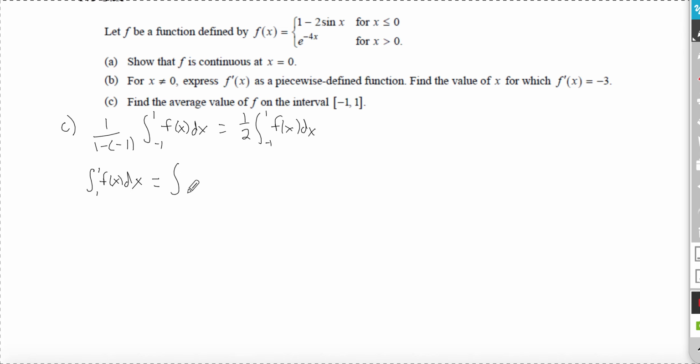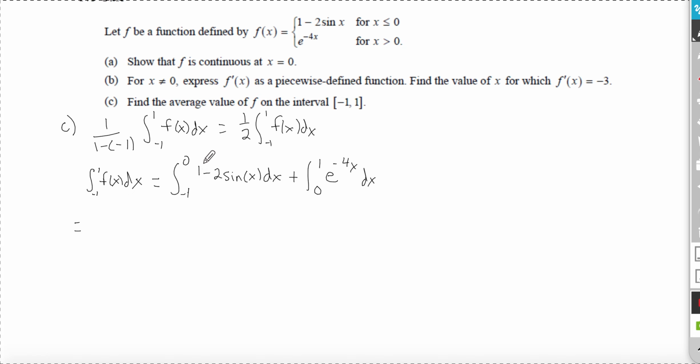So let's say this is the integral from, oh, there should be a negative down here. Let's say it's the integral from -1 to 0 of the part 1 minus 2 sine of x. And then we would add on to that the integral from 0 to 1 of the bottom branch, because that takes over when x is greater than 0. So e to the -4x dx. We have to evaluate this stuff here. Okay, so we can do that.